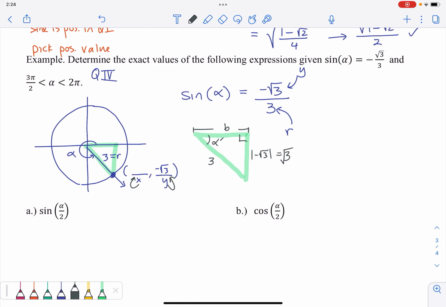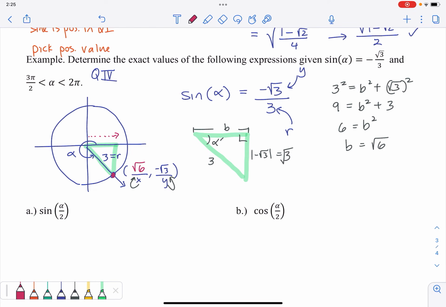So I'm going to have 3 squared is b squared plus root 3 squared. So I have 9 equals b squared plus 3. B squared is 6, so b is just root 6 because it's a length. This length tells me how far I need to travel from the origin to get to this point. Since I travel to the right, I'm going to call my x value positive root 6.